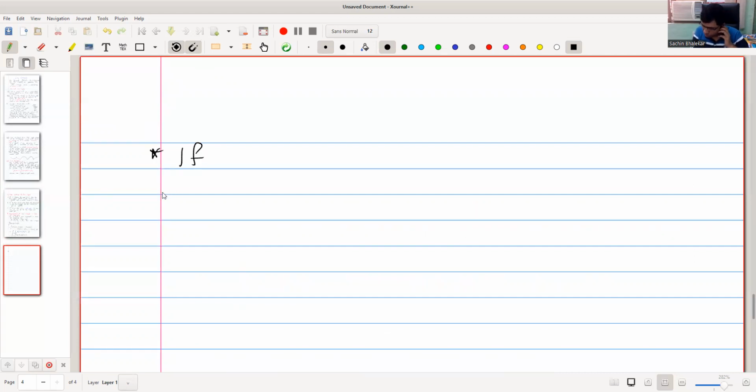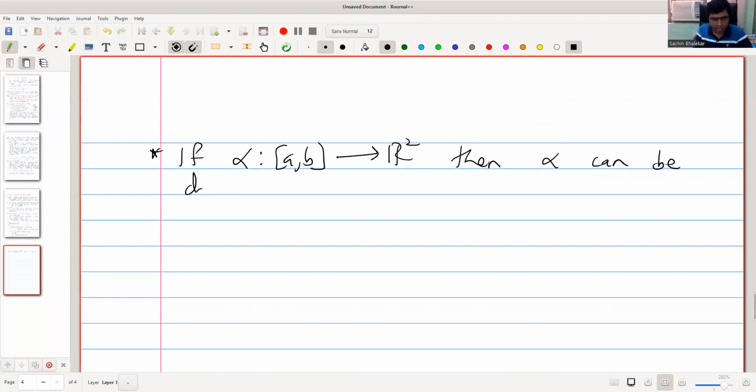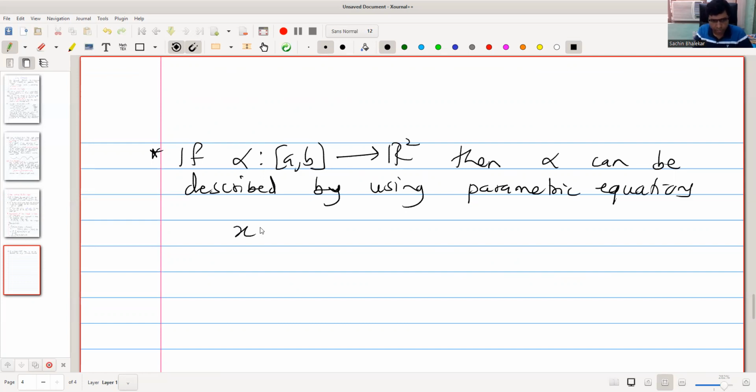If our alpha is in R2, in a plane, in the two-dimensional case, if alpha is from AB to R2, then alpha can be described by using parametric equations: x equal to alpha 1 of t and y equal to alpha 2 of t. So these are the parametric equations of alpha.